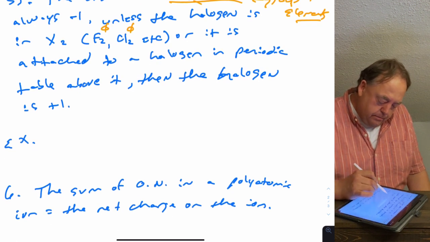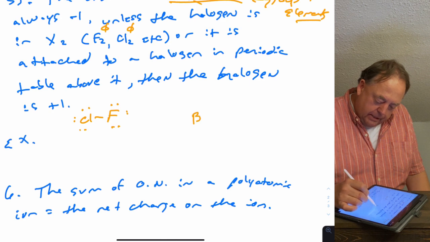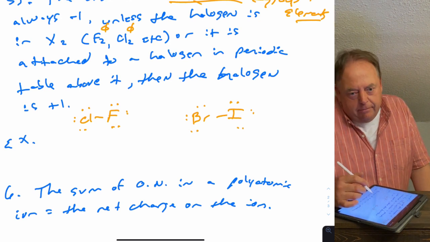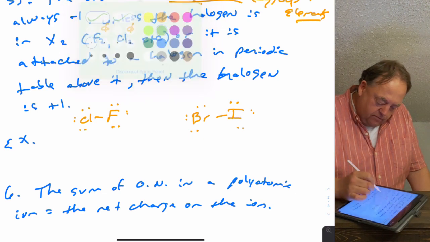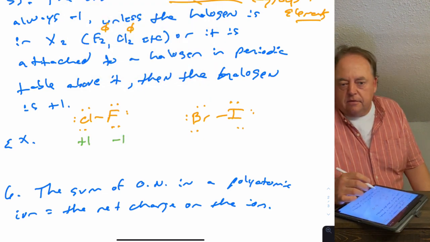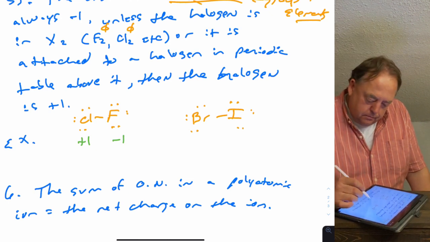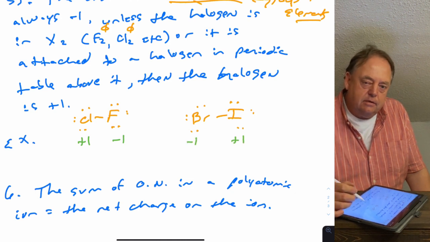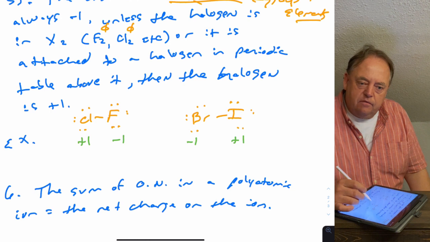But if it's attached to another halogen, like ClF, or bromine attached to iodine, well, now they both can't be negative, because the sum has to equal 0. So if it's Cl attached to fluorine, then fluorine gets to be negative and chlorine gets to be positive. Why does fluorine get to be negative? Because it's more electronegative than chlorine. And if bromine is attached to iodine, then bromine gets to be negative, and that means iodine has to be positive, because bromine is above iodine in the periodic table, so it's more electronegative than iodine.